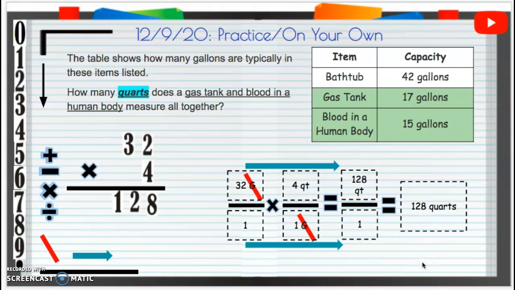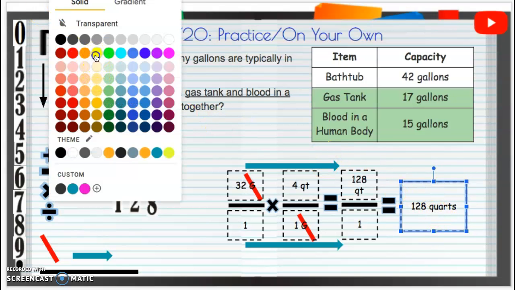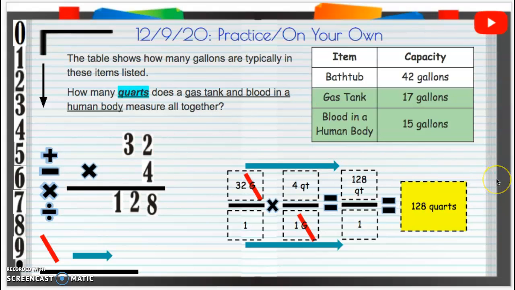So there we have it. There's our practice on your own. So there's 128 quarts altogether. I'm just going to highlight this yellow just so we can see that that's the answer. You do not have to. And that's it. Great job.